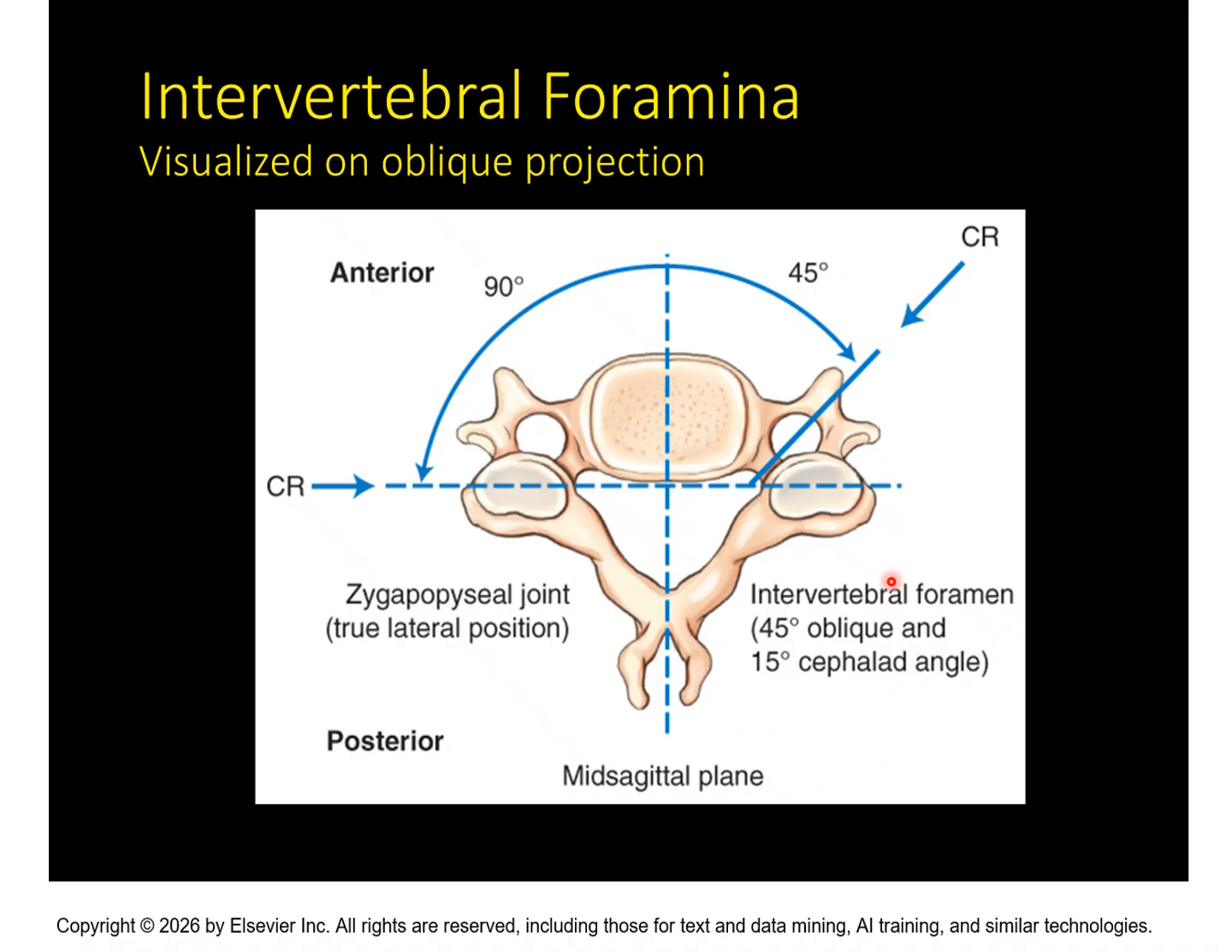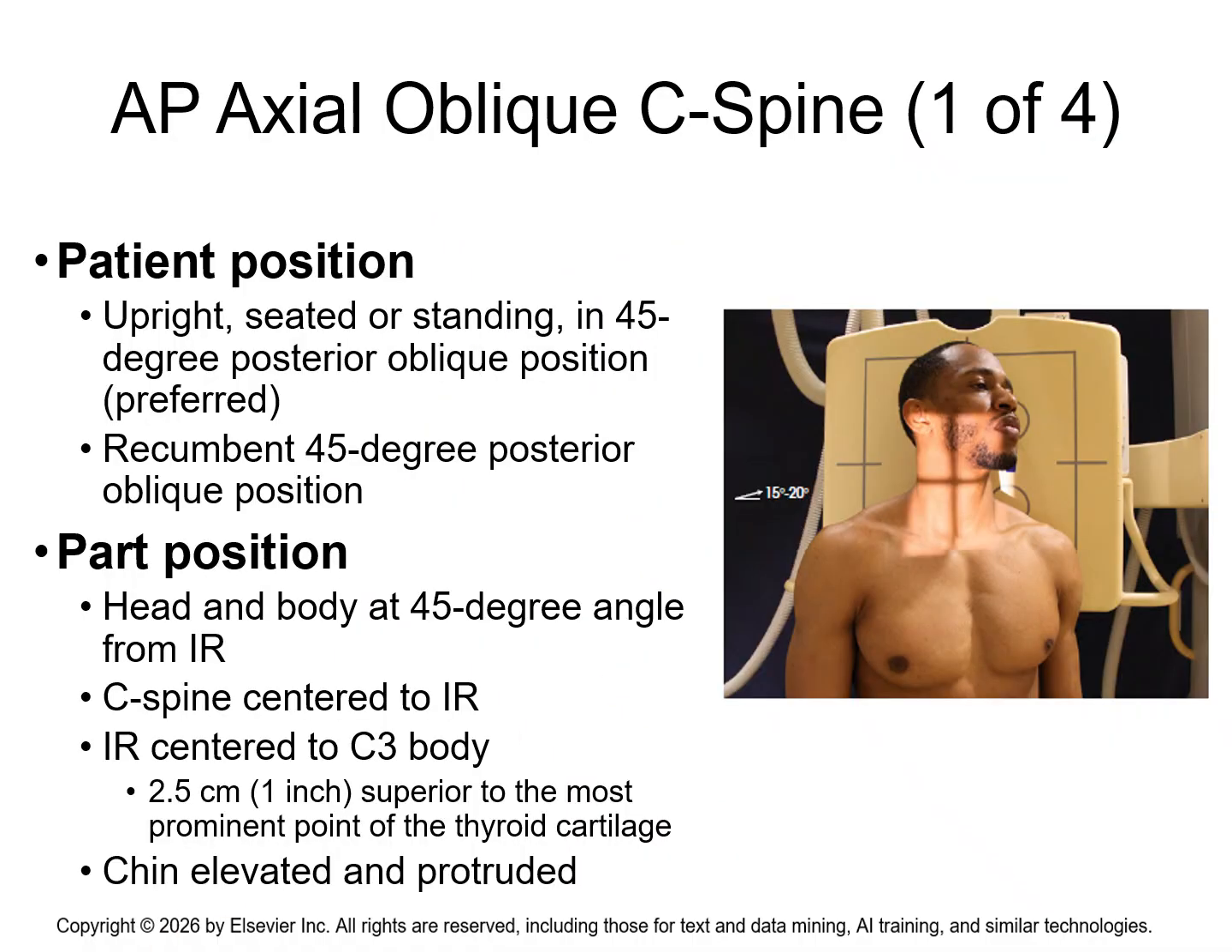They open posteriorly or inferiorly 15 to 20 degrees. So in order to take an oblique projection, then you're going to rotate the body 45 degrees, and then you're going to angle the tube 15 to 20 degrees, depending if you're standing or sitting.